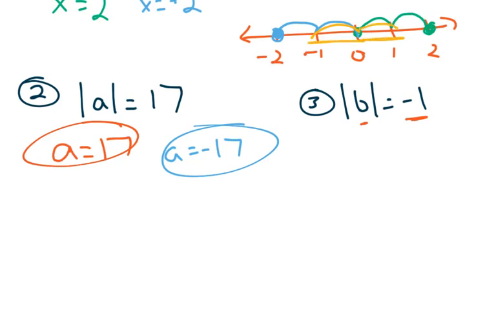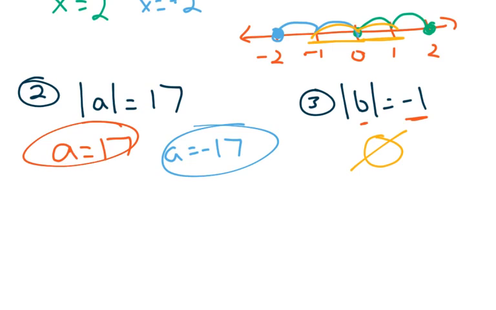Go that way, that's also a distance of 1. There's no such thing as negative distance. There's no -1 units. So your answer here for number 3 is no solution. It's not possible to have a number with an absolute value of -1.